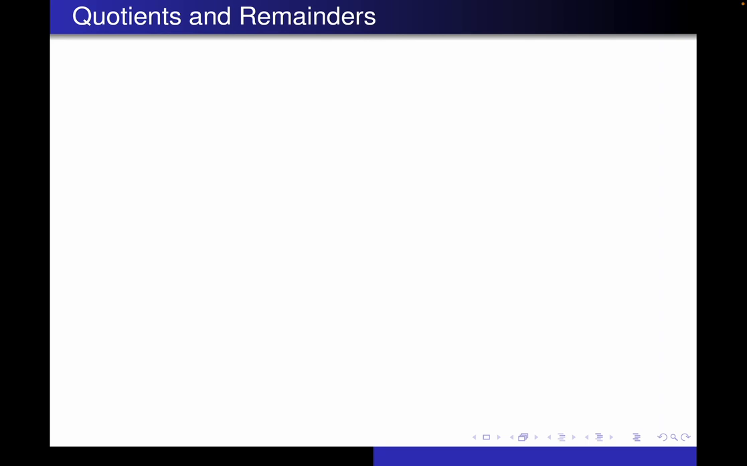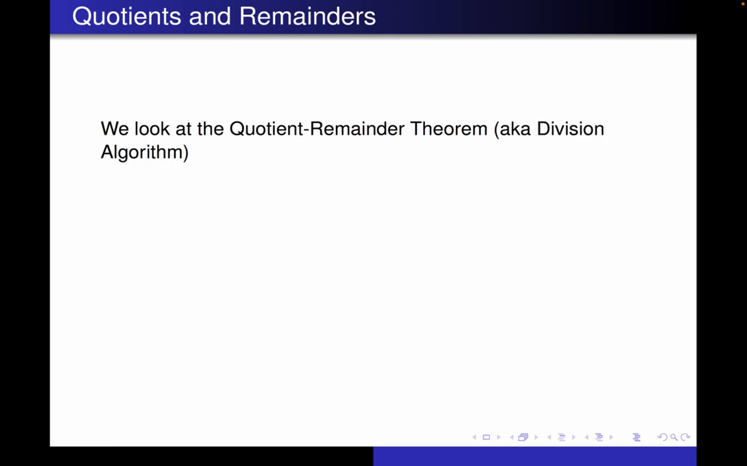Now we're going to take a break from cryptography to learn a little bit of math that is not relevant yet to the cryptography that we're learning, but will be relevant in the future. In particular, we're going to talk about quotients and remainders, something called the quotient-remainder theorem. In another class, you might have seen this called the division algorithm, so if that's something that you're familiar with, that's what we're talking about here.